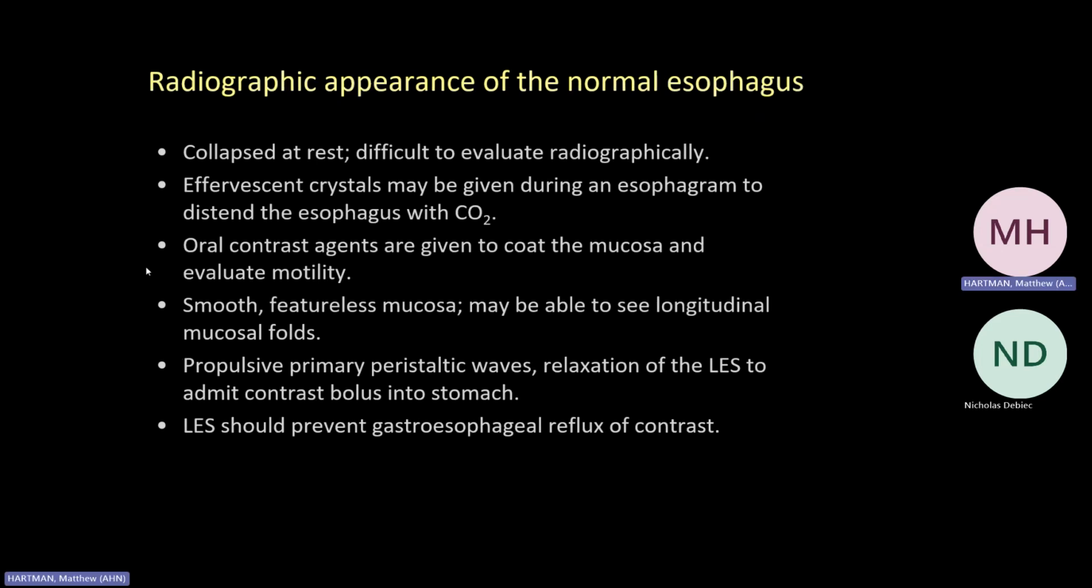How does it look radiographically? Well, at rest, it's collapsed. It's difficult to evaluate when it's collapsed. When we do fluoroscopy, we'll do double contrast where we administer effervescent crystals, puff up the esophagus, make the patient feel like he or she has to burp with lots of CO2. And then we give them oral contrast in the form of barium to coat the mucosa and get some nice 3D pictures. Normally, the esophagus should be smooth and featureless.